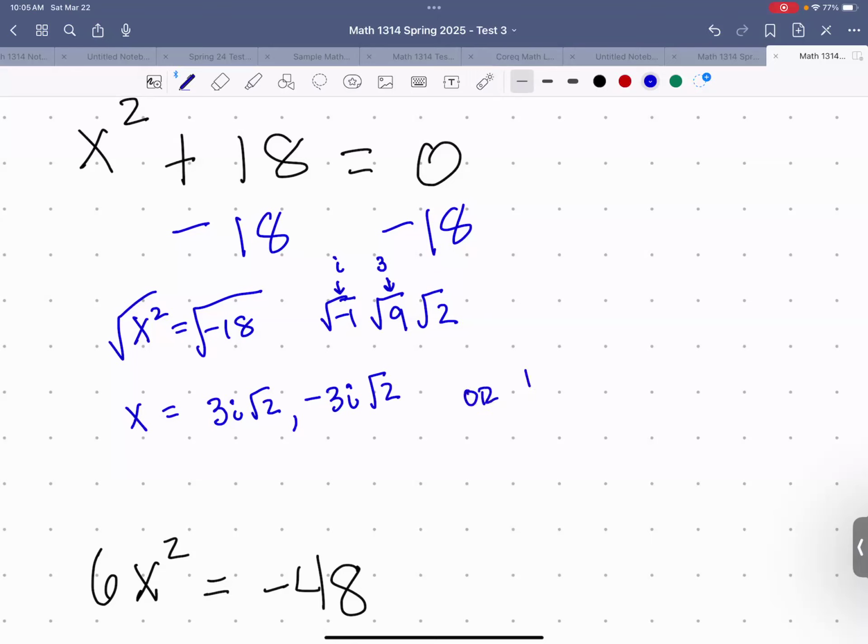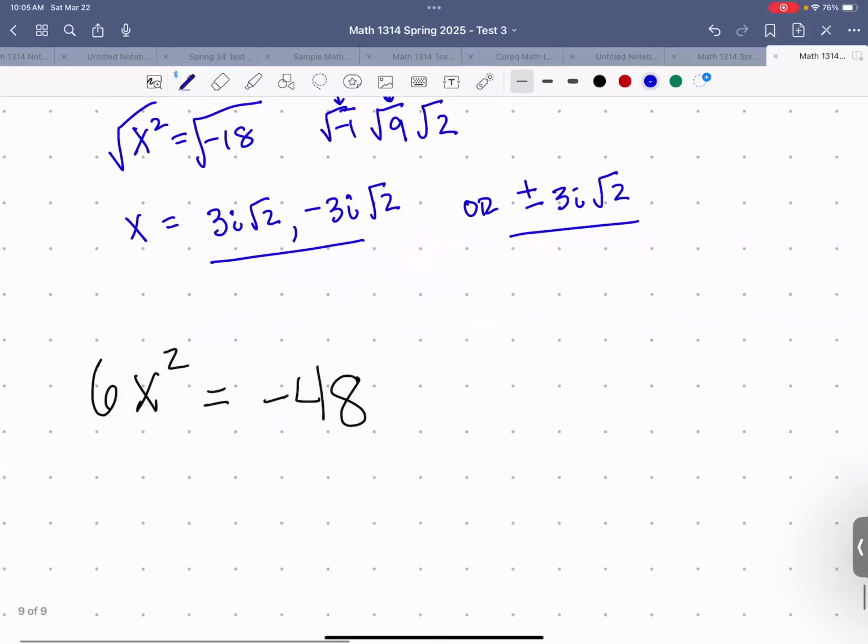We also talked about how we could use that plus or minus symbol, both on paper and online, to represent both answers. Because this just means we have positive 3i root 2 and we have negative 3i root 2. Those both mean the same thing format-wise. So either this or this, those are both good answers. This next one, 6x squared is equal to negative 48. We want the squared quantity to be alone, so I'm going to divide by 6 because I don't want that x squared to have anything attached to it if I can avoid it. So 48 divided by 6 is going to give us 8.